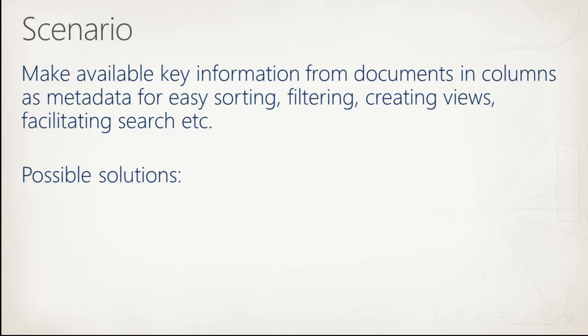Okay, so make available key information from documents and columns as metadata for easy sorting, filtering, creating views, facilitating search. So what does that mean exactly? Well, there's a lot of good stuff in the documents. Document information, the document metadata, all the stuff that you have in the documents, it's always kind of hidden in the documents. That's been like that for the ages. How do you really free them up? How do you take them out?